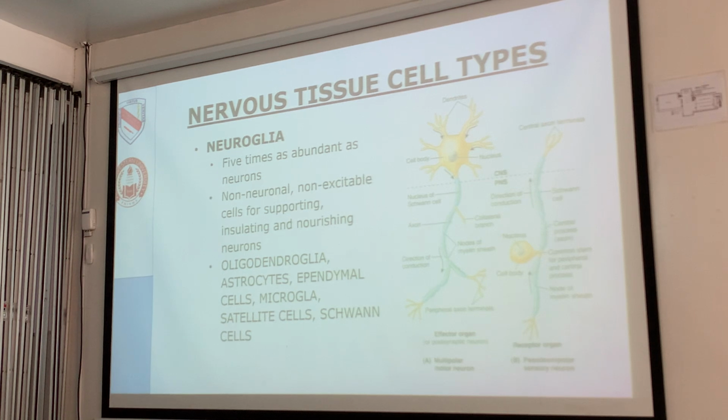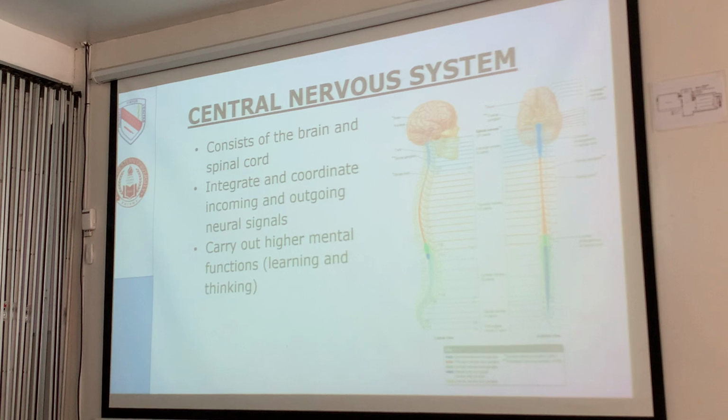Neuroglia will be your support tissues, five times as abundant as neurons, non-neuronal, non-excitable. It's just for support, insulation and nourishment. Oligodendrocytes, astrocytes, ependymal cells, microglia, satellite cells, and Schwann cells all play a role here. And then your CNS consists of the brain and the spinal cord. Be familiar with your cranial nerves and spinal nerves, especially the cranial nerves. Yeah? How many spinal nerves do you have?